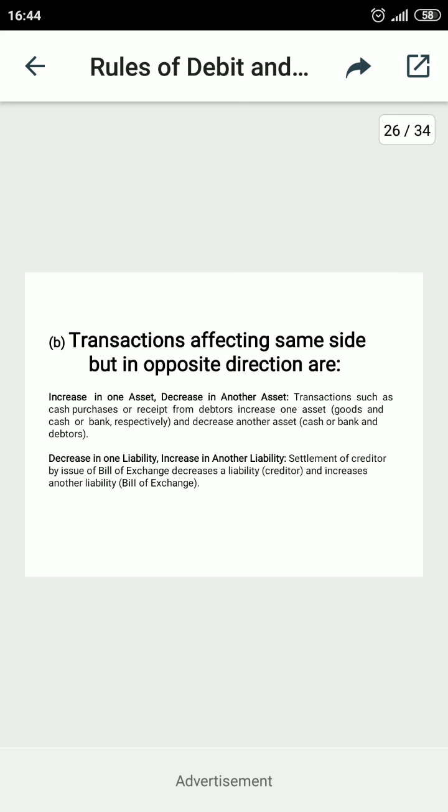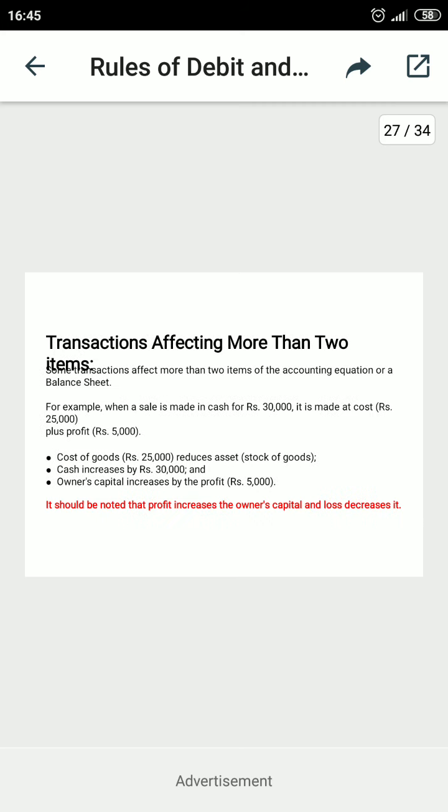So I think it's clear to you that one side may be affected, maybe the asset side, with one increase and one decrease. Even then the equation will remain the same, and the same is true for the liability side. If one side is affected, increasing and decreasing, even then the equation will remain the same. The last aspect is that sometimes transactions may affect two or more items.